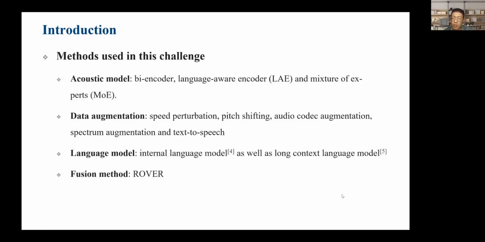We further explore the effectiveness of language modeling, including both internal language model as well as long-context language model. Finally, ROVER is adopted for fusion of multiple hypotheses from various models. Our fusion system has achieved the lowest MER of 16.57% on the test set, leading our submission to the second place in this challenge.